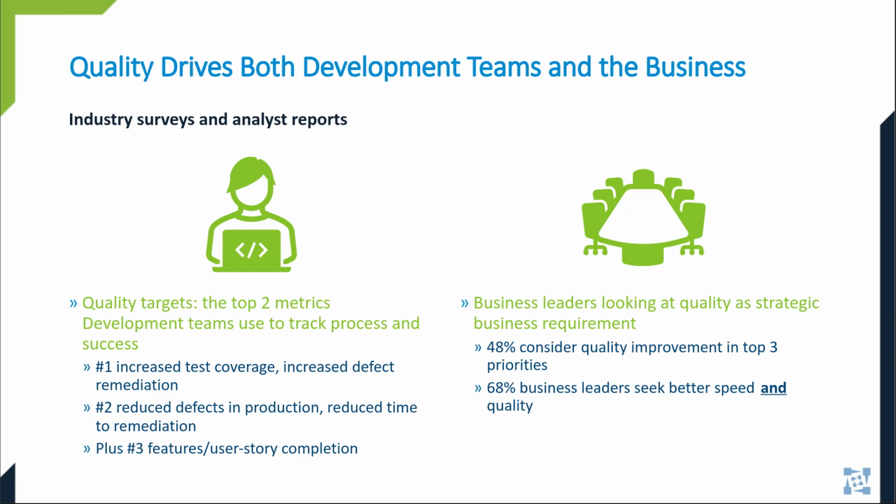Quality has become a primary driver for the key metrics that development teams are using to measure their success. The top two items are increasing test coverage and reducing defects in product. You might think that developers would be more focused on the completion of user requirements and features, but their definition of done isn't just what does it do, but also does it work?